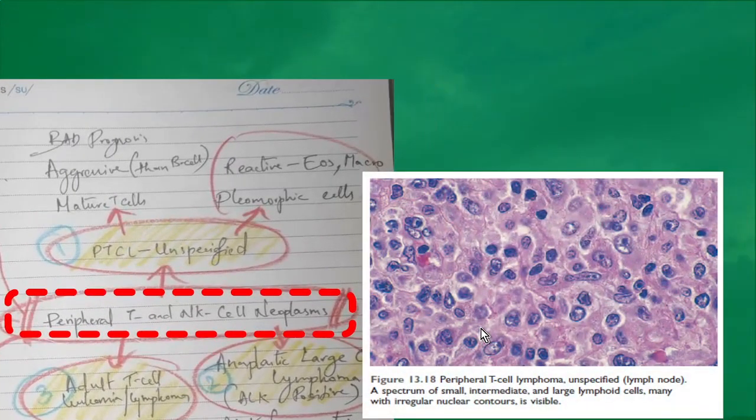This is PTCL unspecified, as we saw earlier. You can see these are all tumor cells. Background: tumor cells are pretty pleomorphic, but the reactive background cells are not much here. Some macrophages are there. Looks like eosinophils, not sure. They're not very clear here. But in a biopsy, you'll see pretty pleomorphic, vesicular cells with conspicuous nucleoli.